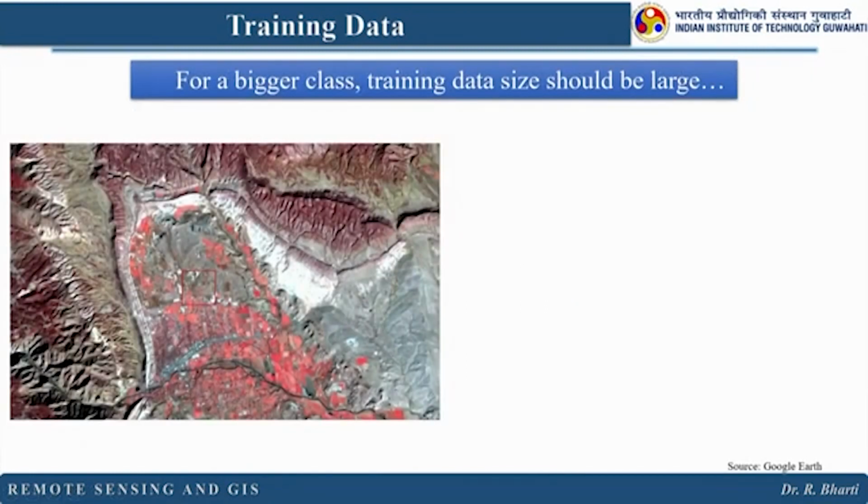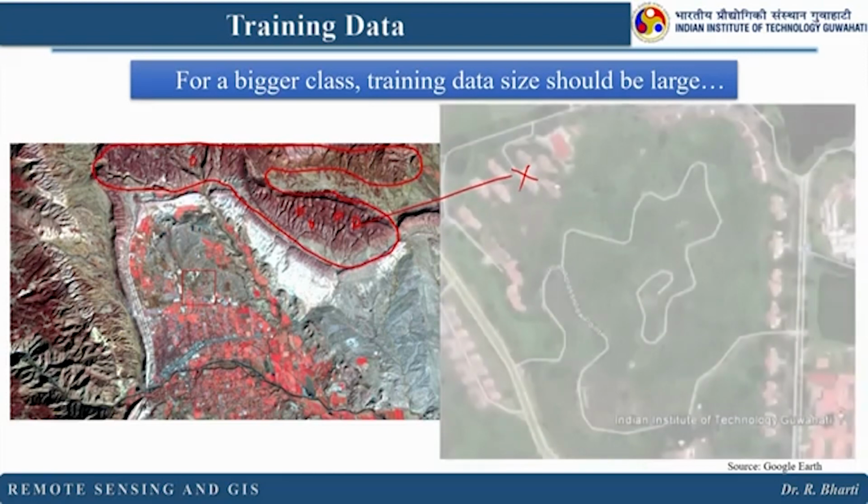For a bigger class, training data should be large. That says, like here, this exposed rock, the area of this exposed rock is too large, right. So you cannot just take 1 or 2 pixels from here and say that okay, this is enough for my classification. No, that is wrong. So if the class size in your image is large, then you should incorporate more pixels in your training data, then your accuracy will be higher.